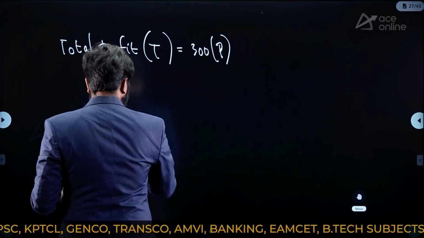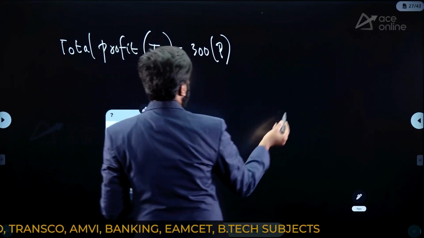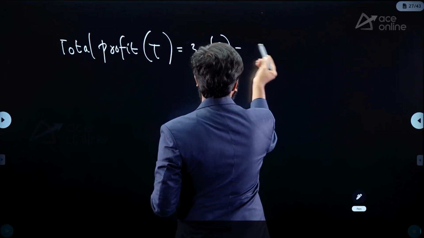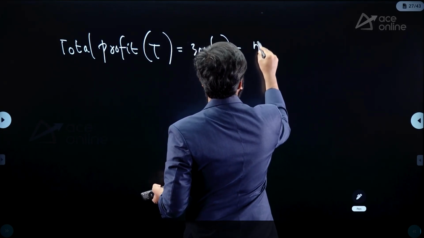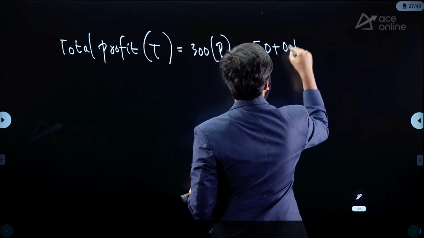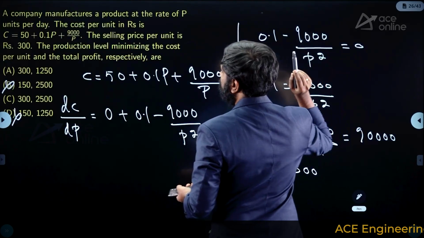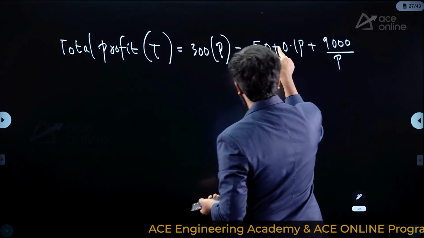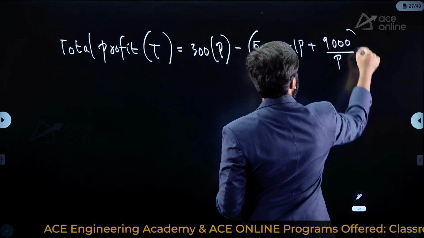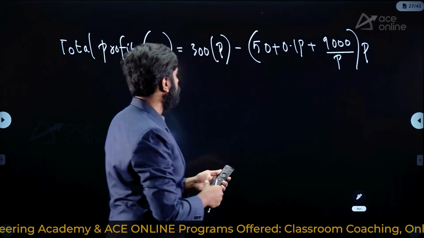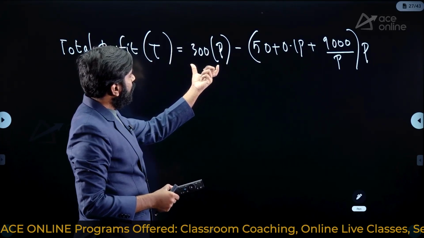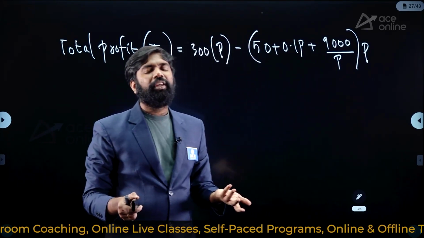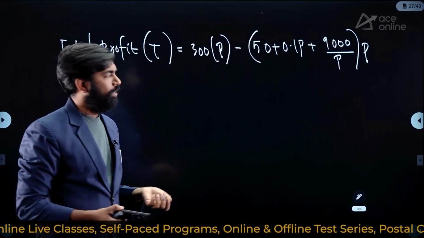selling price. Now what was your cost to produce this? The cost for 1 unit. So we need to subtract, then only you get the profit, na? So it is 50 plus 0.1 P and then plus 9000 by P. This is cost per unit. So how many such units have been produced? P units have been produced. So this is the revenue that we have got after selling. This is the cost for manufacturing it. If you take the difference, definitely we get the profit, right?